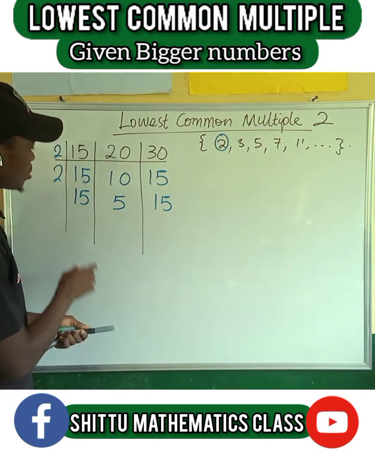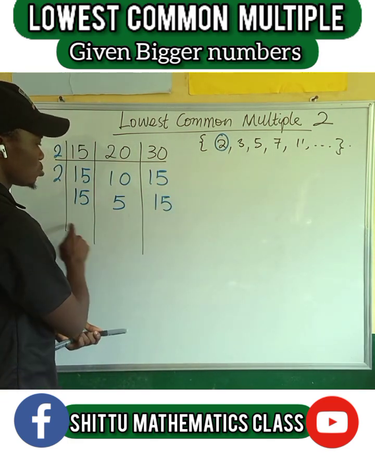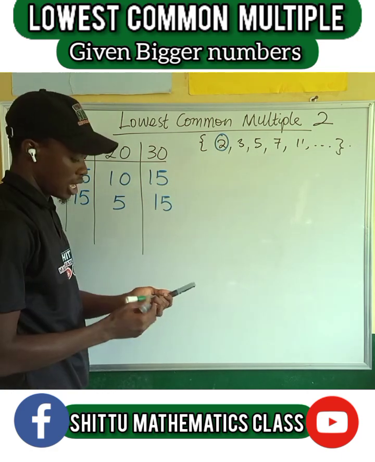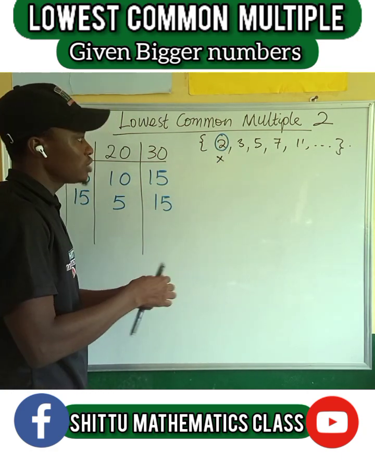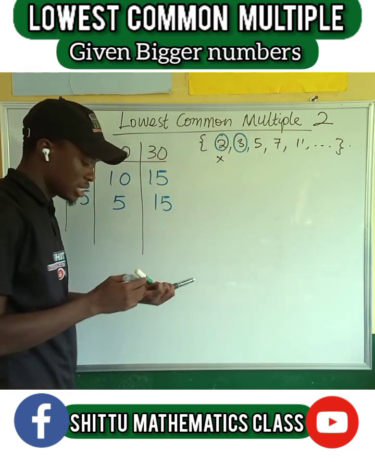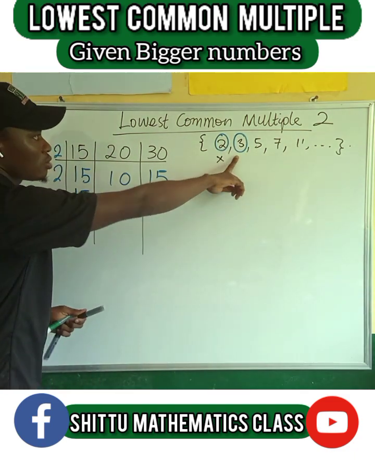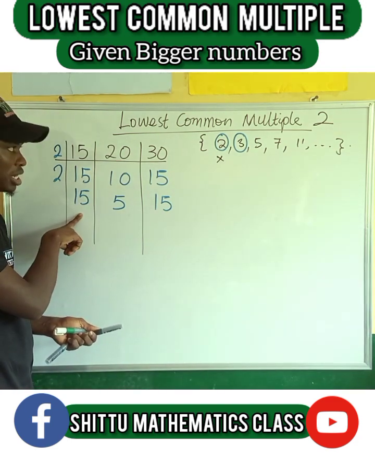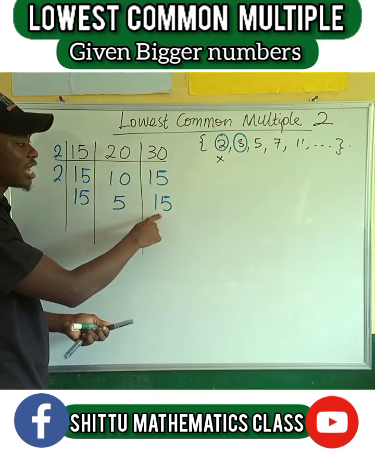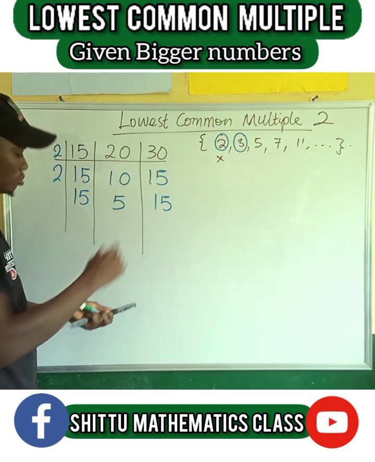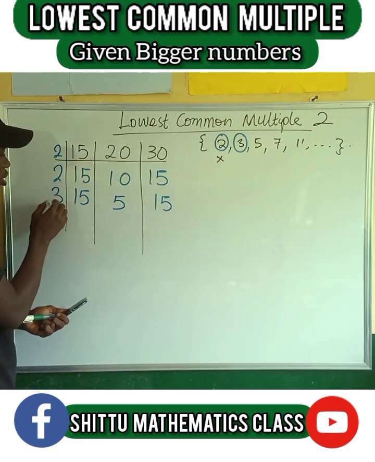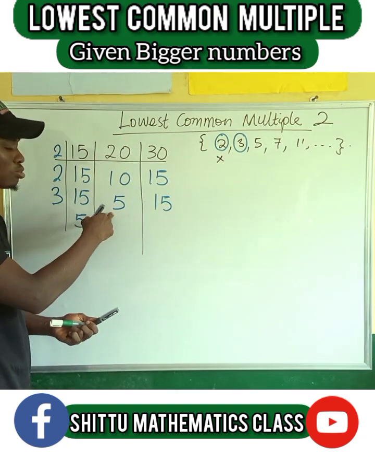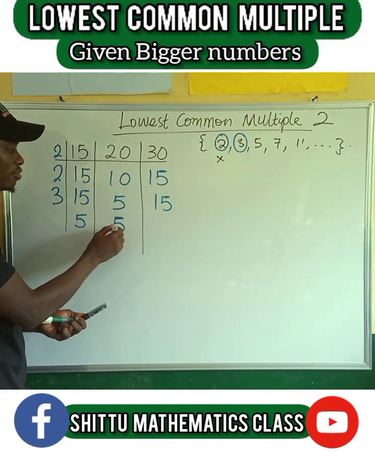Now, are we still going to use 2? You can see that none of these numbers is divisible by 2, so definitely 2 has expired, and we jump to the next one. From here, 3: you can see that 15 is divisible by 3. Therefore we are going to use 3. 3 in 15, we are going to have 5. 3 in 5 leaves a remainder, so we keep this 5 fixed.